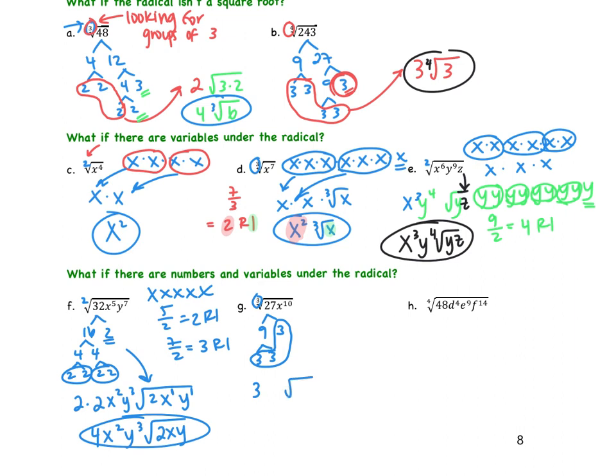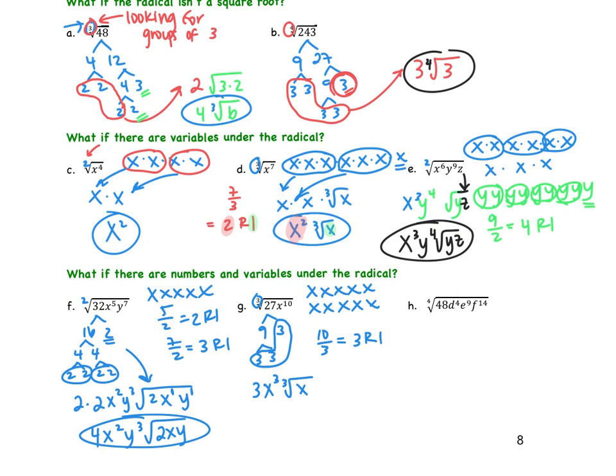X to the 10th. Again, we have 2 options. I'm going to show you both on this one. I can write out all the x's. Or I can do 10 divided by 3. Well, 9 divided by 3 is 3, which tells me that 10 divided by 3 is 3 remainder 1. So that tells me I should have x to the third outside and 1x remaining. Don't forget the index of 3.